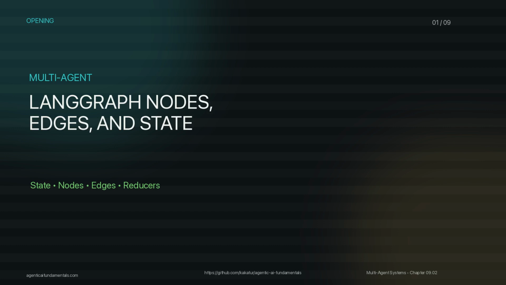A graph workflow names the state, names the steps, and names the routes between those steps. In this lesson, we will build the mental model with deterministic Python. State, nodes, edges, conditional edges, reducers, compile, and invoke.